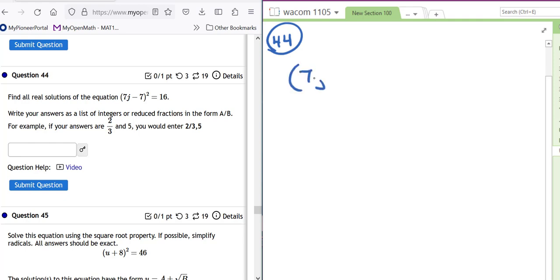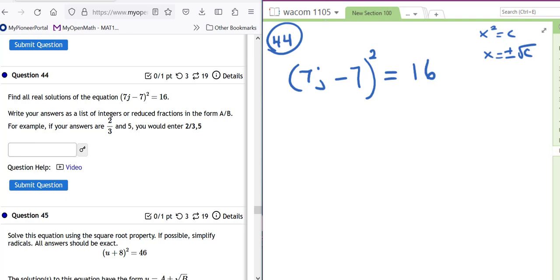I'm sorry about the letters this computer uses. I would like an x there, please. All right. So this is a quadratic equation, but it's in the form to use the square root method. If you have x squared equals some constant, then x is equal to plus or minus the square root of whatever that is. And so we have something squared equals a constant, so we'll take the square root of both sides.